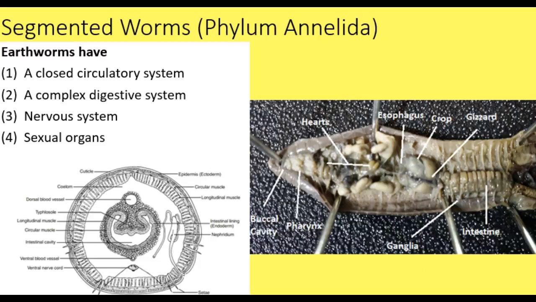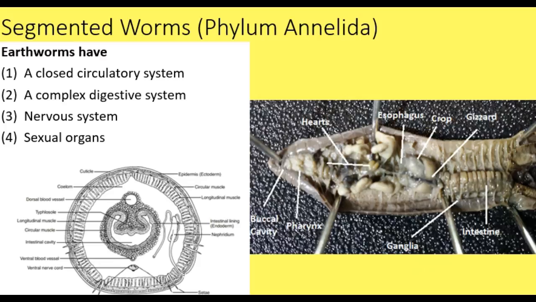The seminal vesicles contain sperm, and during copulation, both earthworms release sperm via the vasa deferens. After the worms separate, the sperm is released from the seminal receptacles to fertilize the eggs that are formed in a pair of ovaries and released via oviducts. In this way, earthworms are hermaphroditic.